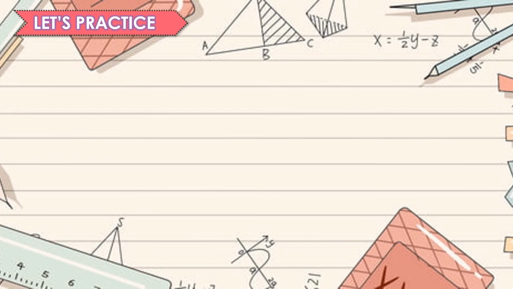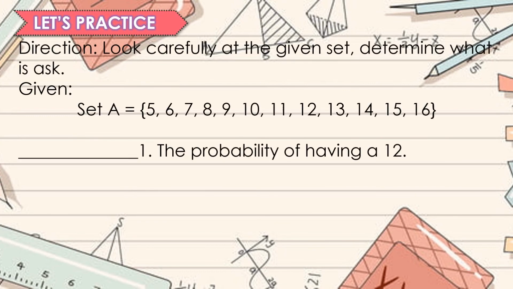Let's have some practice. Look carefully at the given set. So this is our set. Numbers from 5 to 16. Determine what is asked. For number 1, what is the probability of having a 12? So ito yung 12 natin. Our event is 1 and the total outcome is 12. So the probability of having a 12 is 1 over 12.